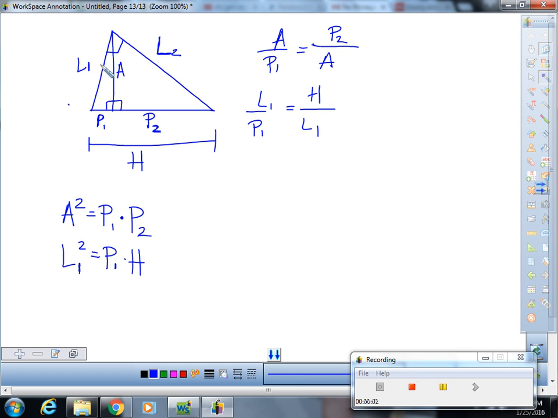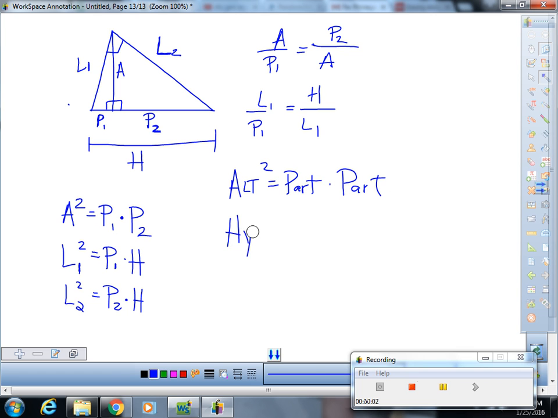And then finally, L2 squared is going to be P2 times H. So here is a summary of the theorems. Altitude squared is part times part. And leg squared is part times whole.